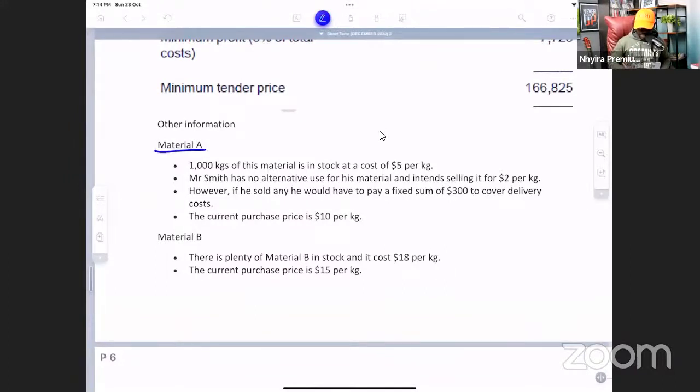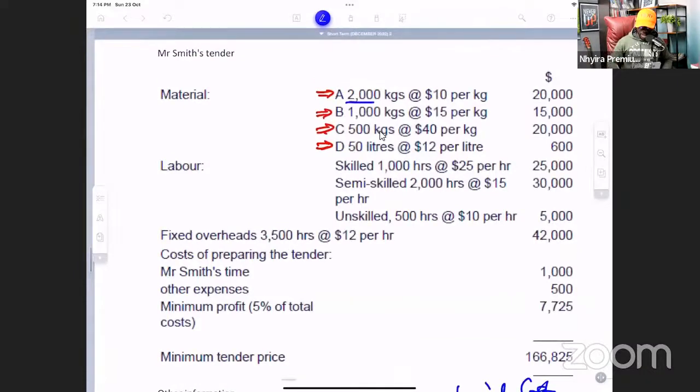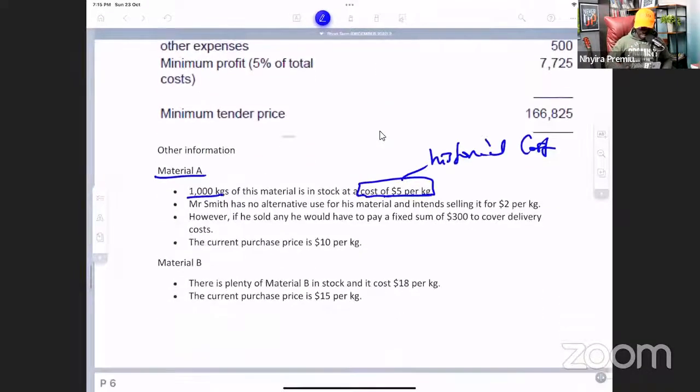Material A. 1,000 kilograms of this material is in stock at a cost of $5 per kilogram. Stay with me carefully. As we say always, this is the historical cost, and we don't care about the historical cost. So that is an irrelevant cost. We're not going to consider that. But 1,000 is in stock. Go back up. Material A, we need 2,000. So if 1,000 is in stock, then we would have to buy the other 1,000. Are you getting it? But let's continue to read.